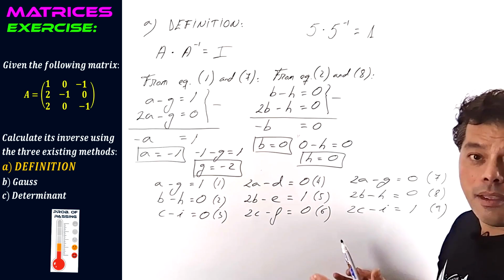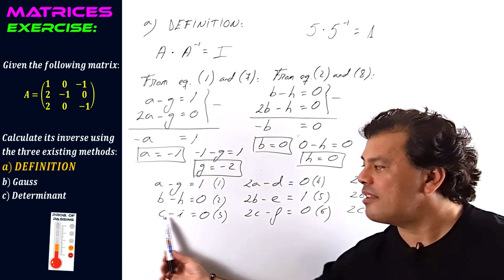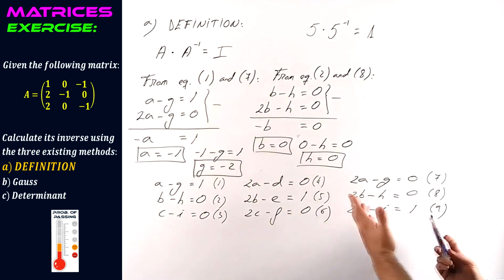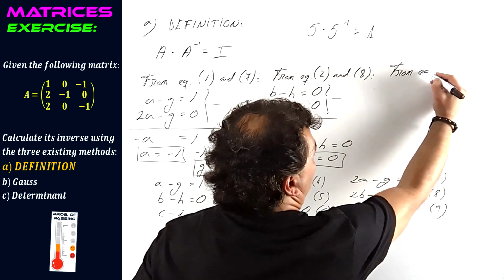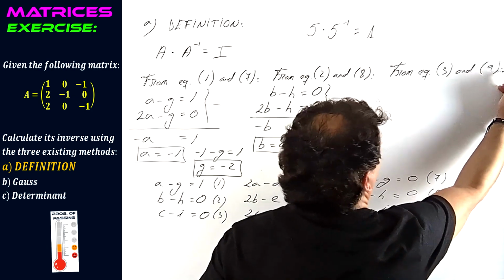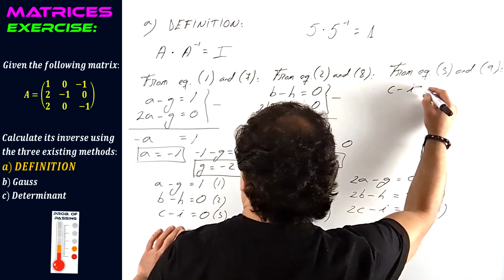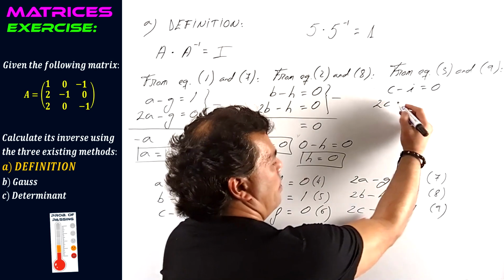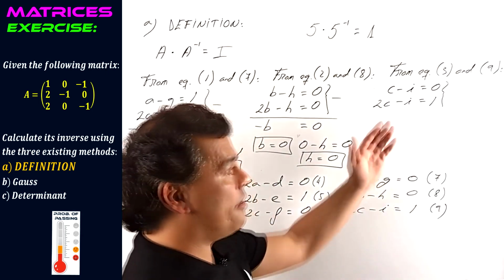Easy, right? And finally, I'm sure that you have already seen that equation number 3 contains variables C and I, the same as equation number 9. So let's put them together. From equation number 3 and number 9, C minus I equals 0, and 2C minus I equals 1. We're going to put them together again.